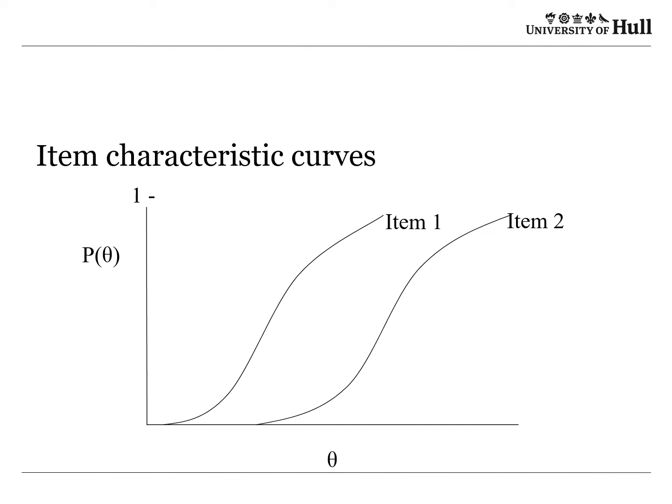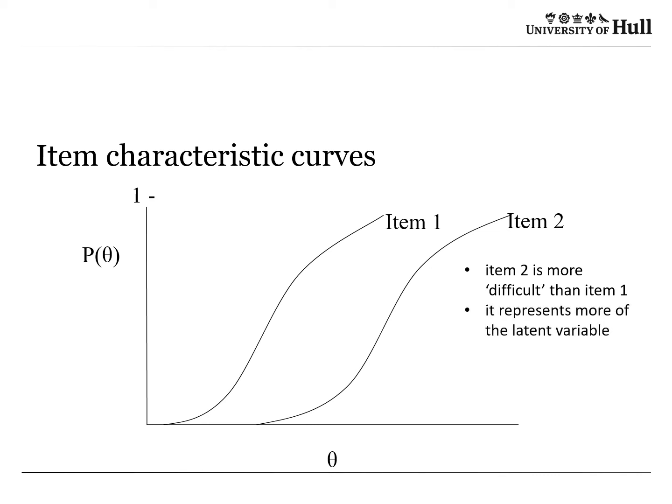And the idea is that the greater the score on the item, or the probability of that score, the greater the extent of the latent trait. That should be obvious in a way, but the latent traits are related by these curves called item characteristic curves, and they always have this characteristic S shape or sigmoidal shape. So having two items here, what does that tell us? Well, item 2 is more difficult than item 1. In other words, item 2 represents more of the latent trait. It's further over to the right. It represents more of the latent variable.